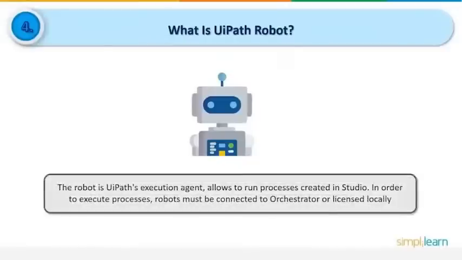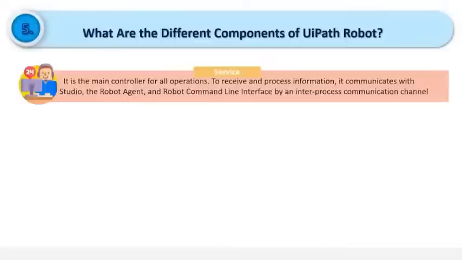What is a UiPath robot? The robot is UiPath's execution agent, allowing you to run processes created in the Studio. In order to execute processes, robots must be connected to the Orchestrator or licensed locally. What are the different components of UiPath robot?